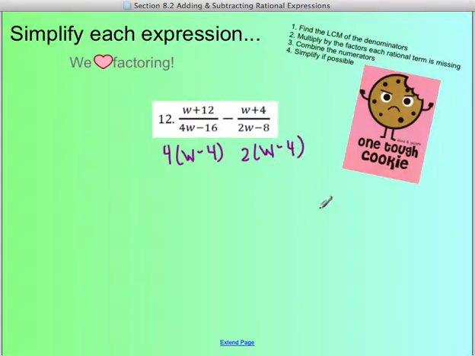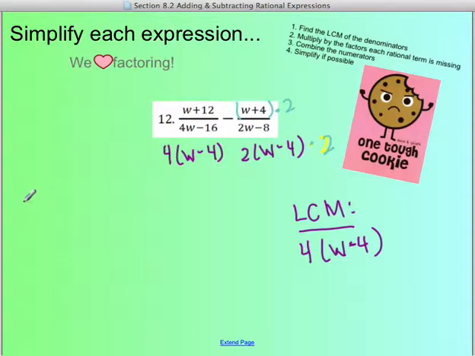So I would need to think about, well, what is my least common multiple for those denominators? So I have 2 and 4, so I would have 4 for sure. And then they each have a w minus 4. So my goal is to get my denominator to be 4 times w minus 4. Well, this one is 4 times w minus 4. This one's 2 times w minus 4, so I'd have to multiply this one by 2. If I do that, I also have to make the numerator times 2. Biggest thing is it's everything in my numerator by 2.